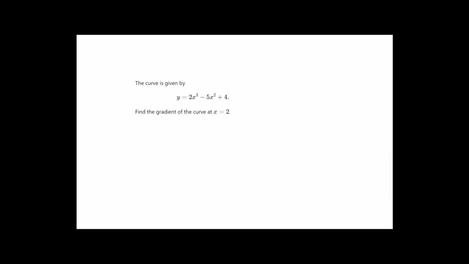Let's look at a couple of examples of applying differentiation to find the gradient or the slope of a function. So we're told that this function has that form there, and we need to find the gradient of the curve when x equals 2. Well, to find the gradient, of course, we're going to have to differentiate it.